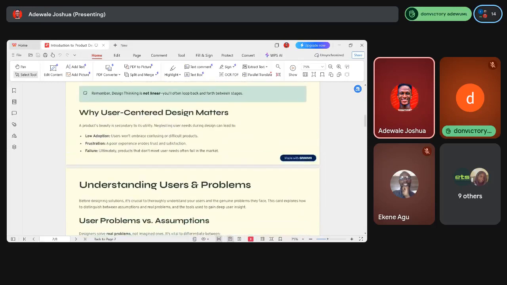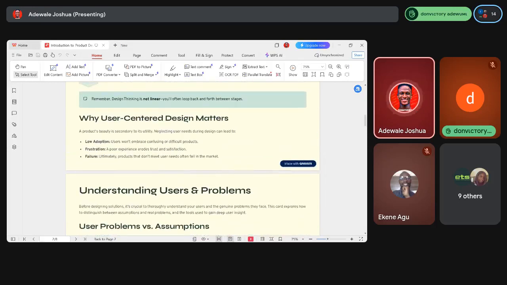Thank you so much. Let's still gather research. Let's still make our research in our own little way and cook up something. So why user-centered design matters? A product's beauty is secondary to its utility.